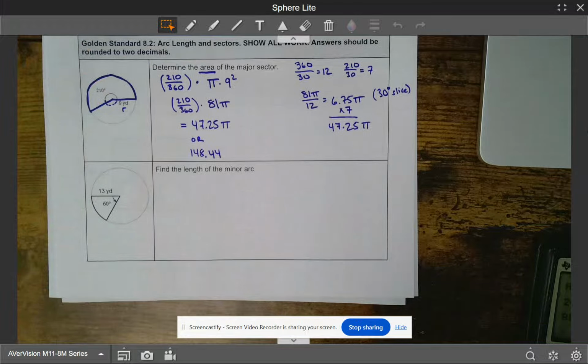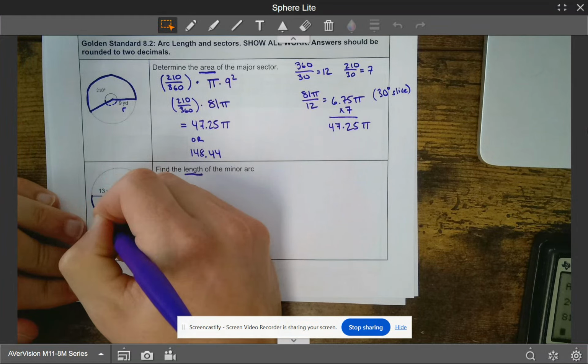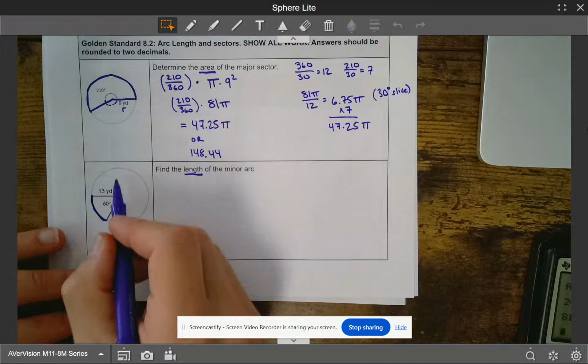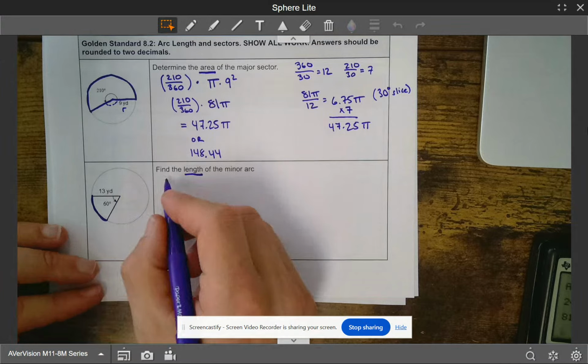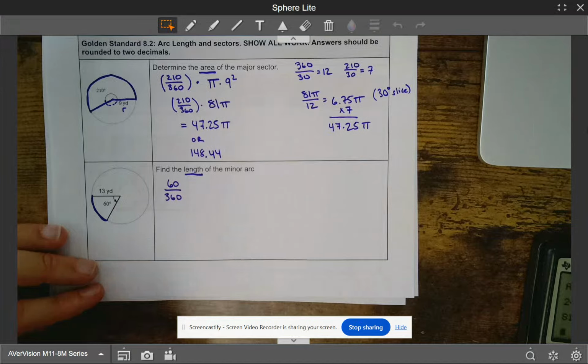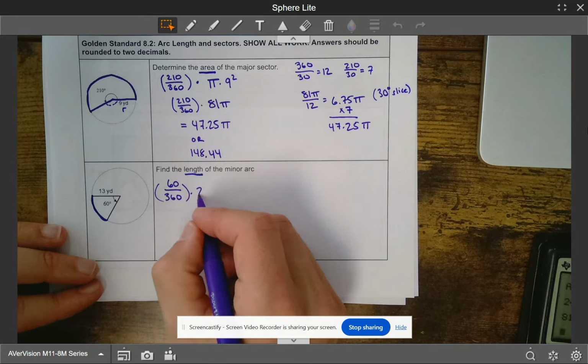Next one, find the length of the minor arc. Length means we are looking for this distance from here to here. Length means we're going to use circumference. All right. So what fraction of the circle is in this space? It is 60 degrees out of 360. A 60-degree slice out of the whole circle. We're going to multiply that by the circumference.